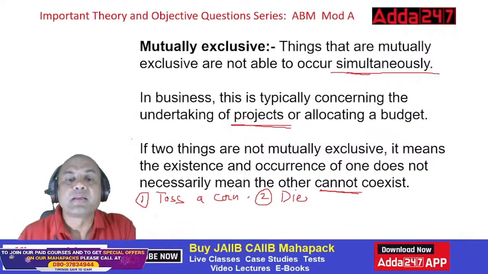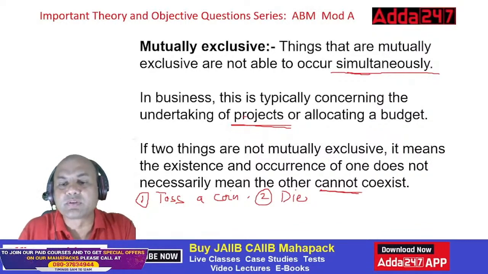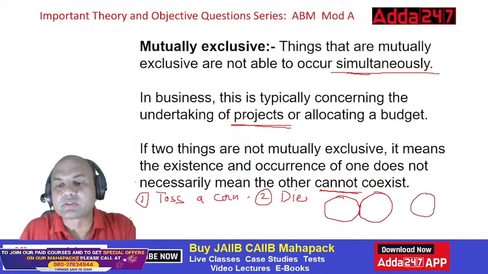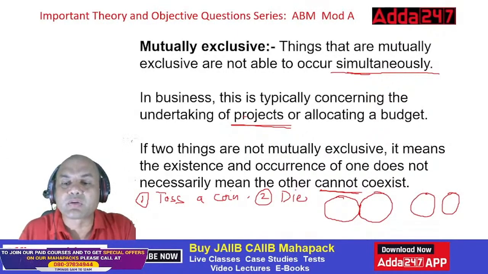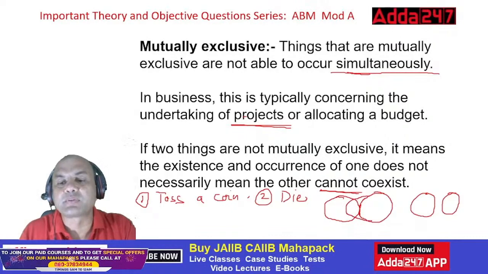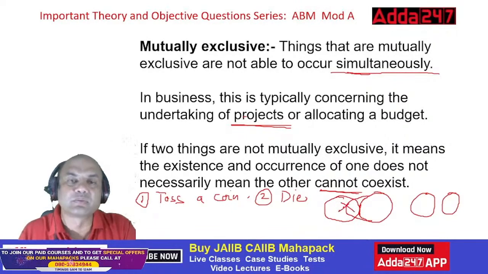Always remember exclusive events are shown like this. This is one, and the second part is over here. These are not attached. But inclusive means they are common. They can coexist at one time. So this is not the case in exclusive events.